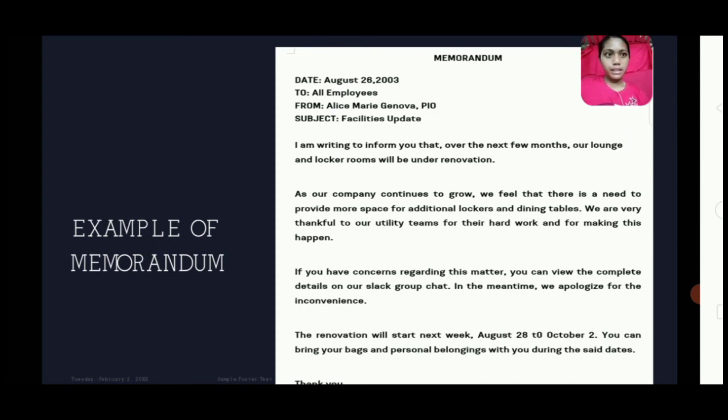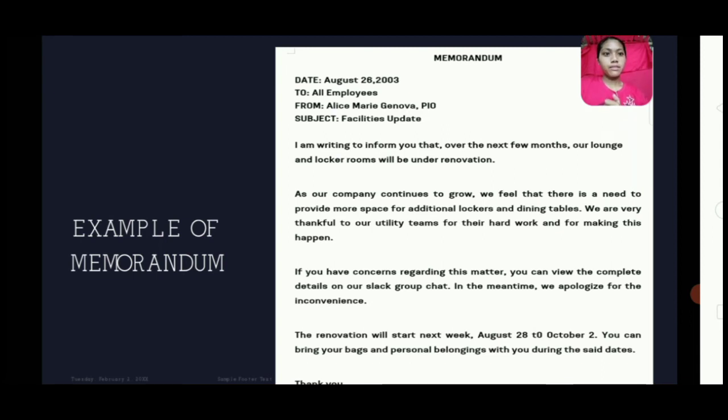We have here the opening. I am writing to inform you that over the next few months, our lounge and locker rooms will be under renovations. So she stated her purpose for writing this memo.